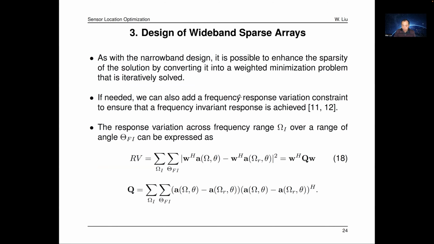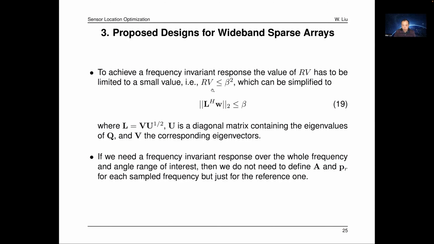Then this RV can be simplified into a matrix form, W Hermitian Q W, where Q is defined by this. Then you can simplify this constraint into the L2 norm of L Hermitian transpose times W being smaller than or equal to this beta. And this L is given by V times the square root of U, where U is a diagonal matrix containing the eigenvalues of Q, and V contains the corresponding eigenvectors. So you can put this constraint there, then the result will be frequency invariant.